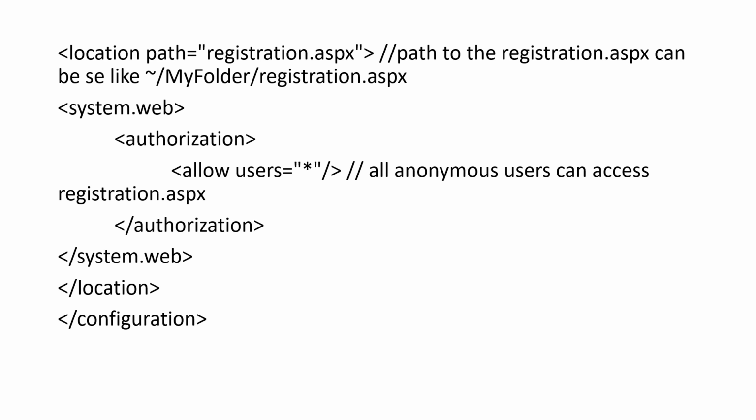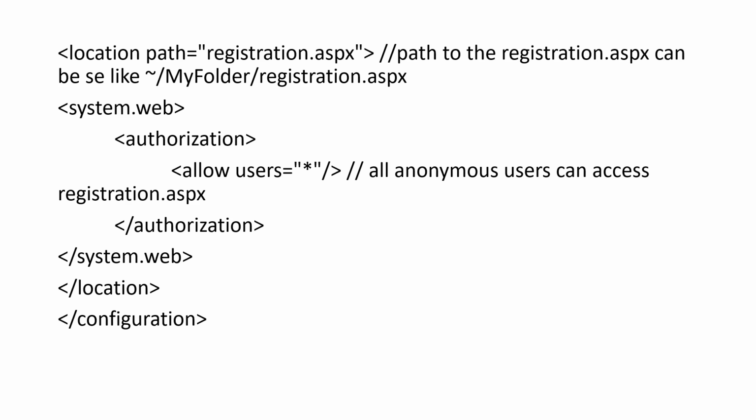Now we will use the location tag also. In the location tag, we provide the path property, and the path property will contain the path to the registration page. So it will be our sign up page, and if we have the sign up page in a certain folder, then we need to specify the complete path also. This tilde and slash sign is for the path to the root of the web application. And then we specify again the authorization tag and allow users equal to star. Allow users equal to star means all anonymous users can access registration.aspx.